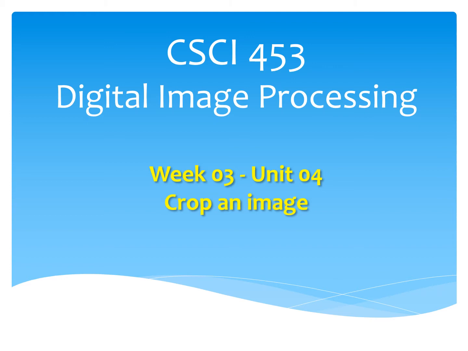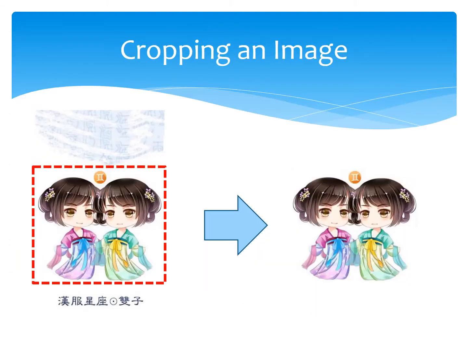CSCI453 Digital Image Processing. In this video, we will talk about how to crop an image. A digital image is an array of pixels, each of which is indexed by row and column. Cropping an image is extracting part of the pixel array as a new image matrix.